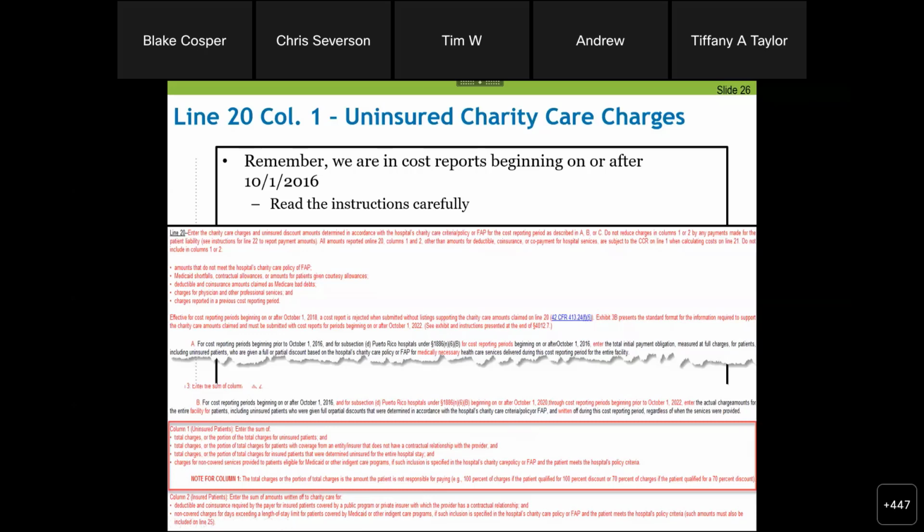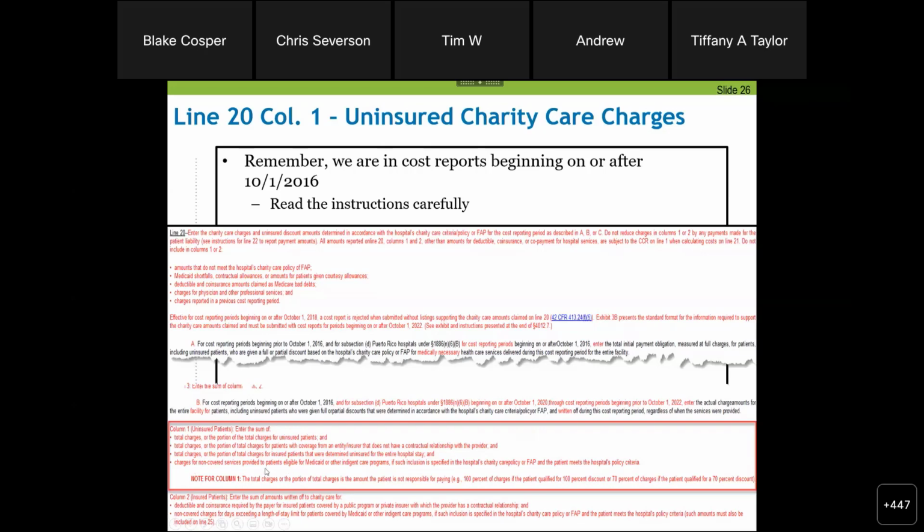portion of the hospital stay. That non-covered portion needs to be in column 1 because it's going to be a charge. And it's going to be subject to the cost to charge ratio. So in that situation, your claim is split. The covered portion is in column 2 as insured, deductibles and co-insurance, but the uninsured portion, the charge portion, is reported in column 1.